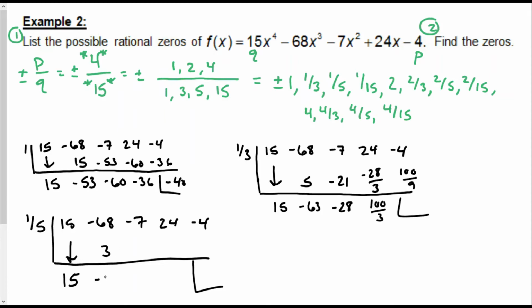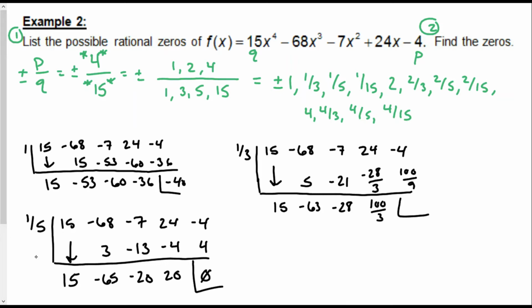Negative 68 and 3 is negative 65. Negative 65 divided by 5, which is the same thing as multiplying it by 1/5, gives you negative 13. Negative 7 plus negative 13 is negative 20. 1/5 of negative 20 is negative 4. 24 minus 4 is 20. And 1/5 of 20 is positive 4. So, whoa, check it out. We got ourselves a remainder of 0.